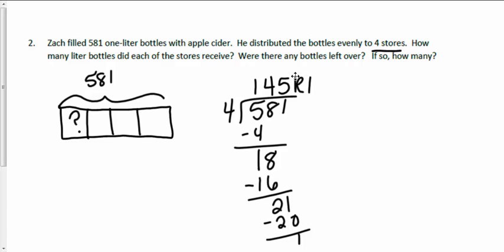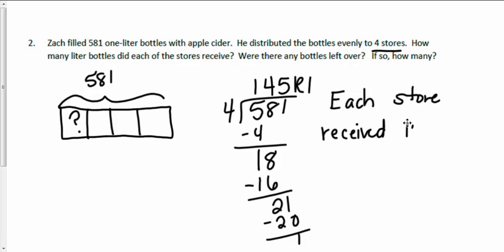So it says, how many liter bottles did each of the stores receive? It doesn't make sense to say each store received 145 remainder 1 bottles. You can't say that. They didn't receive a remainder 1. Each store received 145 bottles. And the next question is, were there any bottles left over? If so, how many? So I'm just going to say with 1 left over.